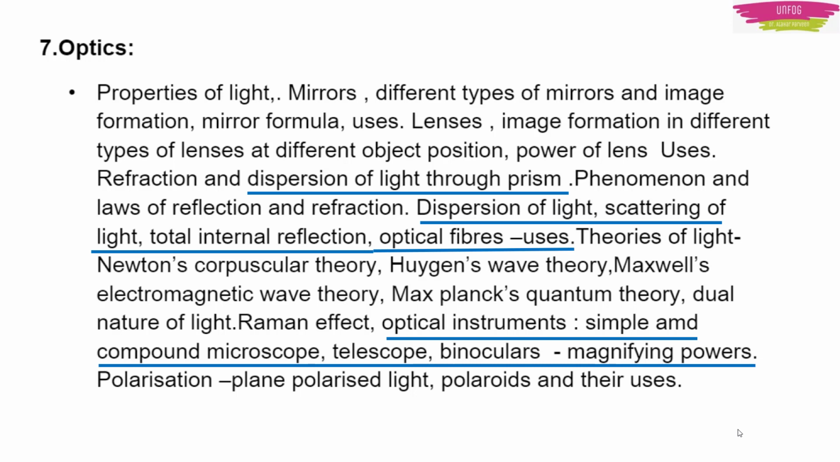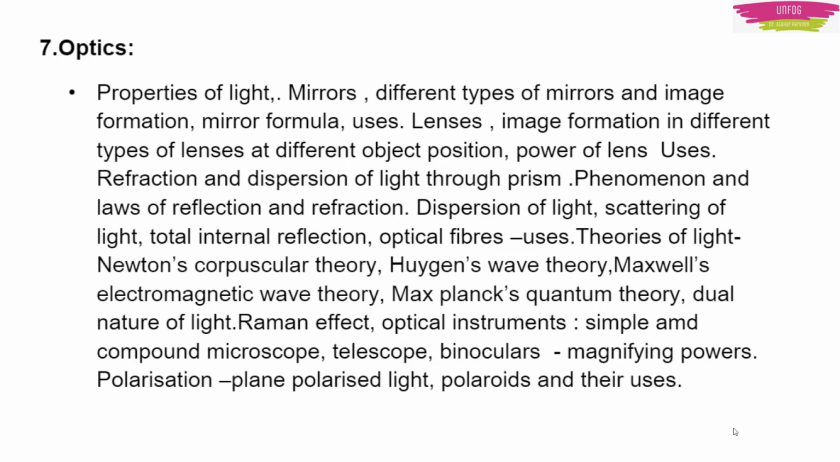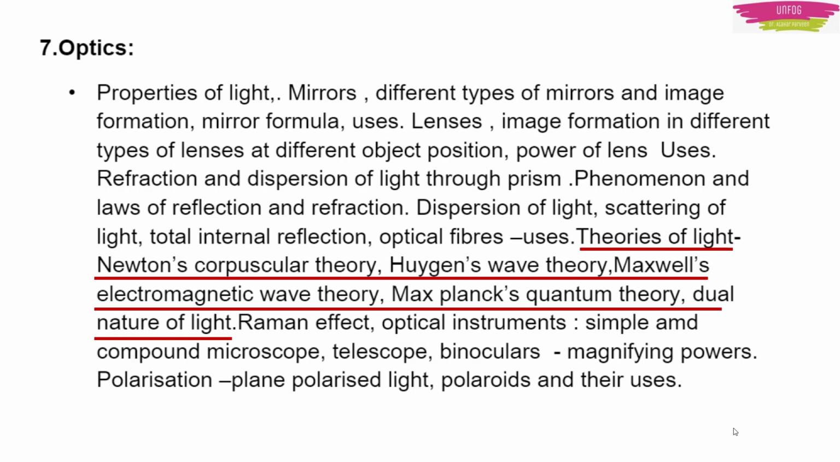And this is the fourth part of the optics lecture, and in this lecture I am going to discuss theories of light. They are the Newton's corpuscular theory, Huygen's wave theory, Maxwell's electromagnetic wave theory, Max Planck's quantum theory, and dual nature of light. There is another theory which is Raman effect. I am going to cover the Raman effect part in the polarization part. Okay, so I will make one more video.